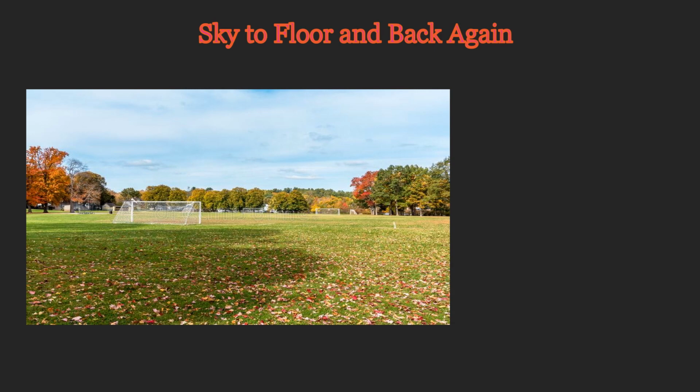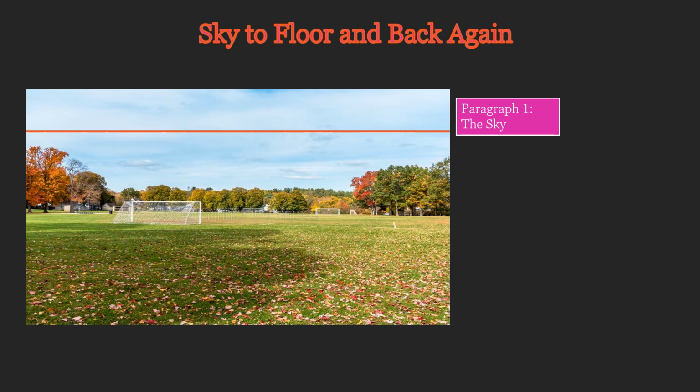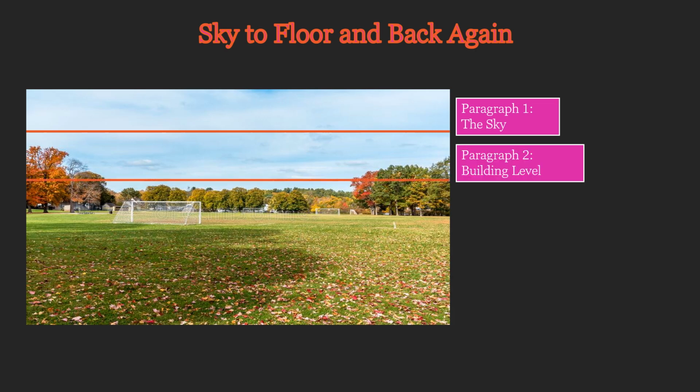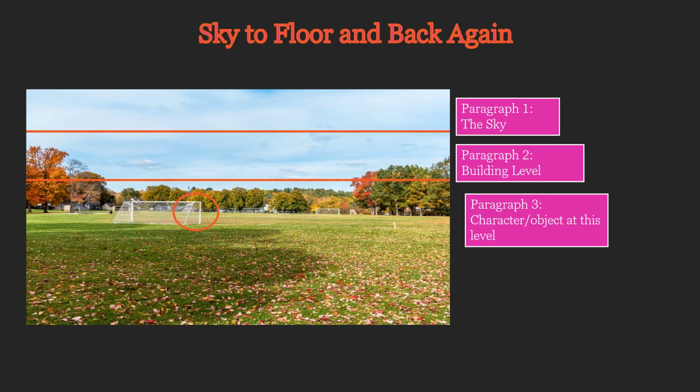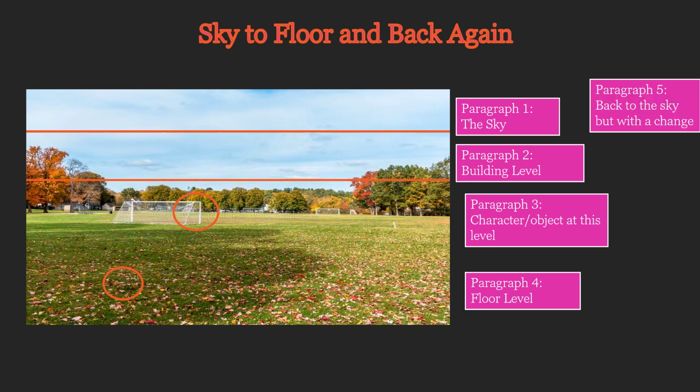A nice easy one I find, so if you find descriptive writing difficult, this is a nice easy one. And this is basically where you start at the sky, you move down in little chunks down to the floor, and then you go back to the sky again. So the first paragraph will be the sky. The second paragraph will be something at building level, so in this example it would be the trees. Your third paragraph, you zoom in on something and describe it, so a character or an object. In this instance it might be the football goals. Then you describe something on the floor, so in this instance it might be the leaves.